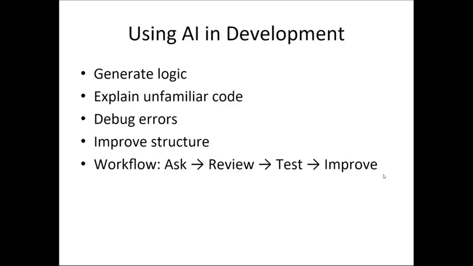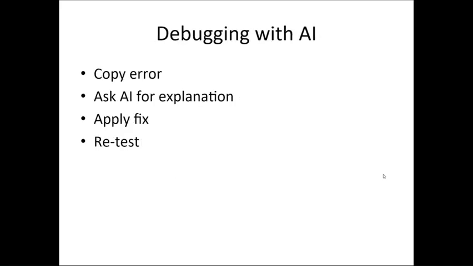In using AI to build, it can generate logic, explain unfamiliar code, debug errors, and improve the structure. You can have workflows like ask, review, test, and improve. That's what AI does. It makes it all much better and easier, and the best thing about it is that you can do a whole lot of work in a far shorter time. You can also debug with AI: copy the error you are seeing and put it to AI, ask for an explanation, apply the fix, and then test again and confirm if it is resolved.